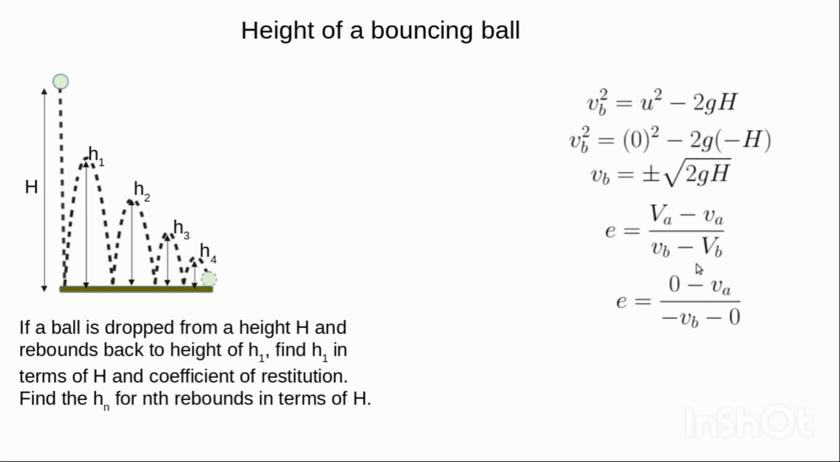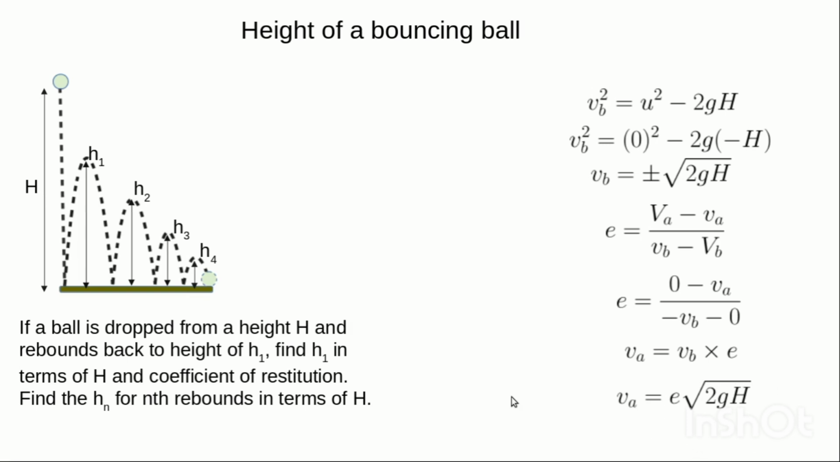As a result, from here, we can make VA the subject of the formula. Everything comes to this side. Minus and minus will take care of each other. So we have VA equals e times VB. We already know our VB, which is plus or minus the square root of 2gh. So we take the positive part, which is VA. Why? Because VA is traveling backward, away from the earth, which is positive. So we'll take the positive part.